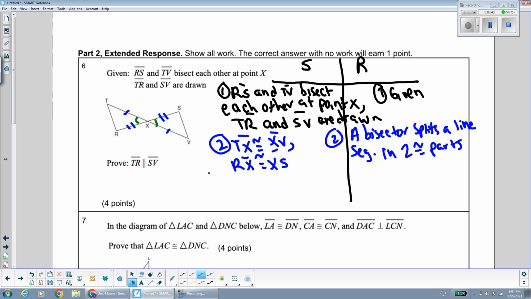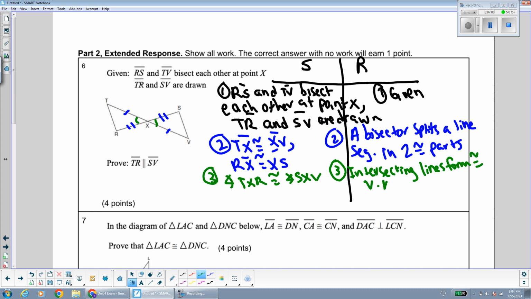And now I need to make sure to mention my vertical angles. So that's angle TXR and angle SXV. Make sure to name them with 3-letter names. Intersecting lines form congruent vertical angles. Please write out the word vertical angle. I'm doing shorthand because I'm running out of space here. We do need the intersecting lines part. That's how we know we have vertical angles. They're formed from intersecting lines.